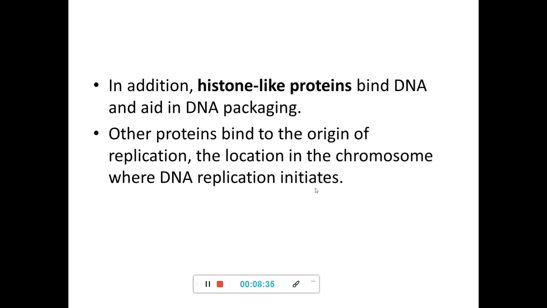In addition to this, as we told earlier, histone-like proteins are also there, which we saw earlier. They also bind to the DNA and aid in DNA packaging. And other proteins bind to the origin of replication, the location in the chromosome where the DNA replication starts. Even there, some proteins will bind.